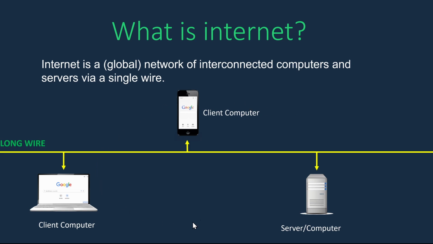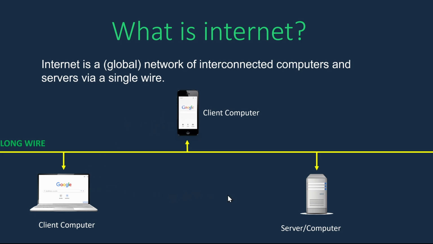All these computers form what is called the World Wide Web, and we have two major categories of these computers. We have client computers, and then we have server computers. Client computers can be any gadget that is able to connect to the internet. For example, you can have a phone, a tablet, a laptop.